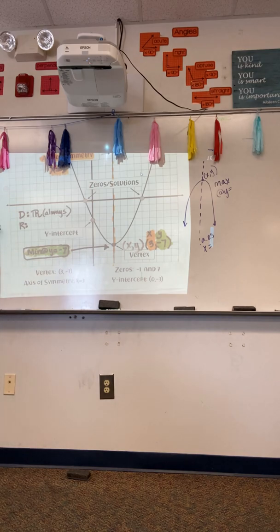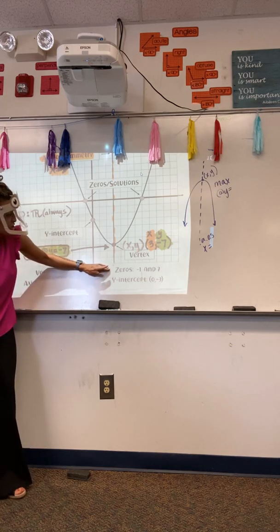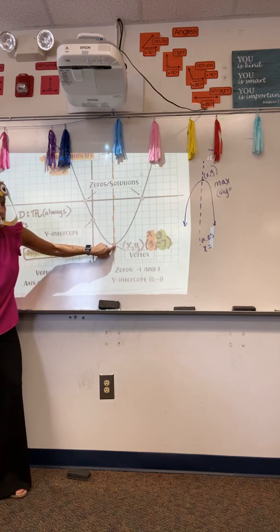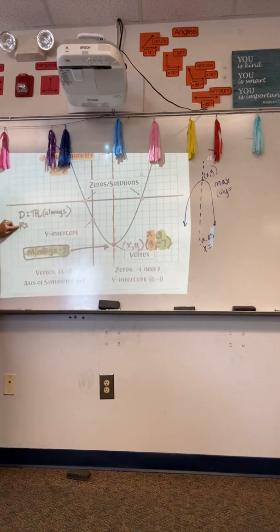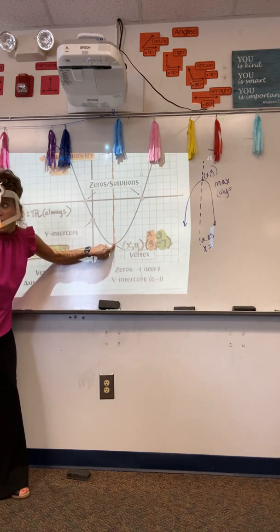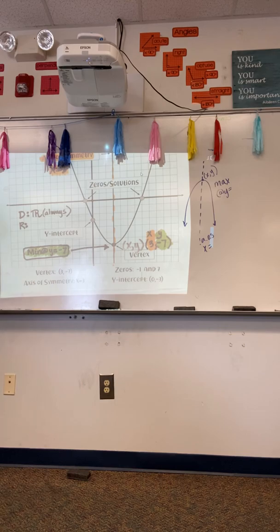Range is all your y values. Well, I don't have y values everywhere. There are no y values down here. Where does my picture start? At the minimum, right? So this is where my picture starts. And since I'm looking at range, which is my y values, I'm looking at this y value, which is what? What's this y value? -7. So it's everything above -7 though, right?